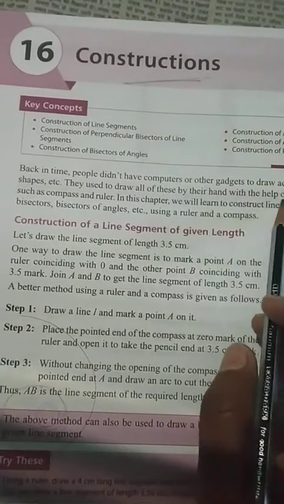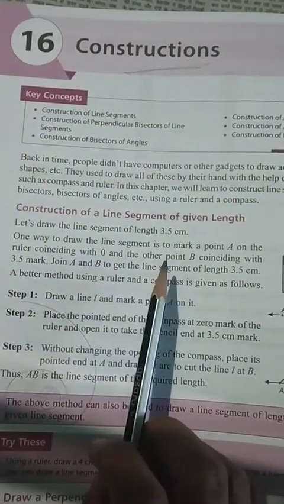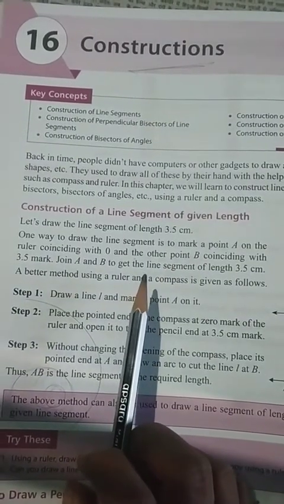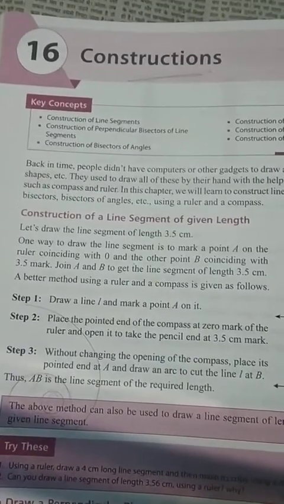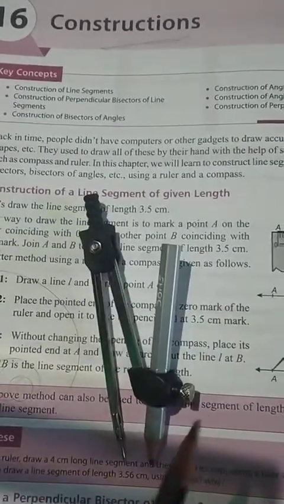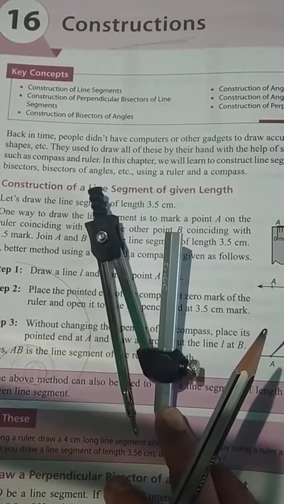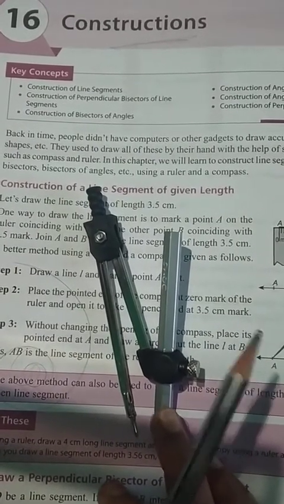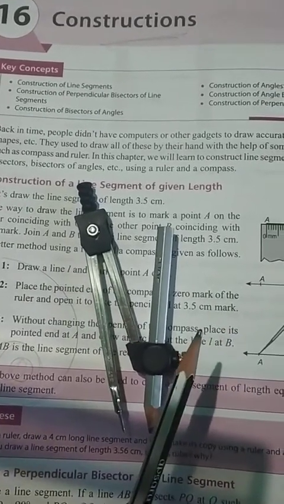Good morning, children. Let's begin chapter 16, construction, today. In this chapter, we will learn how to draw the different angles with the help of compass. This is compass, and in the last video, I have taught you how to draw the angles with the help of protractor. In this, we will learn how to draw the angles with the help of compass also.